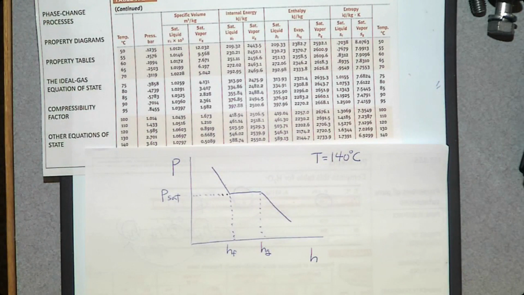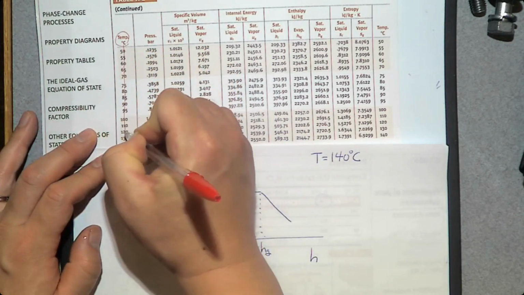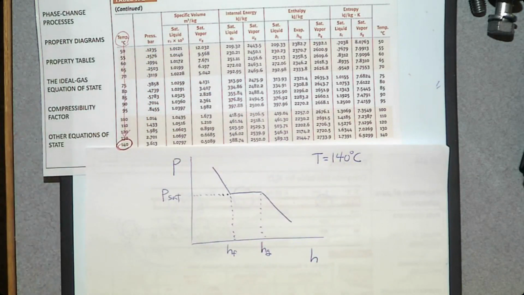From this temperature. So we go to table A2, temperature table. So this one is the temperature table, where is 140 degrees Celsius. The first column is temperature, so let's find 140. This one here, so we found 140. The second column is pressure in bar, that is saturation pressure. So the saturation pressure is 3.613.